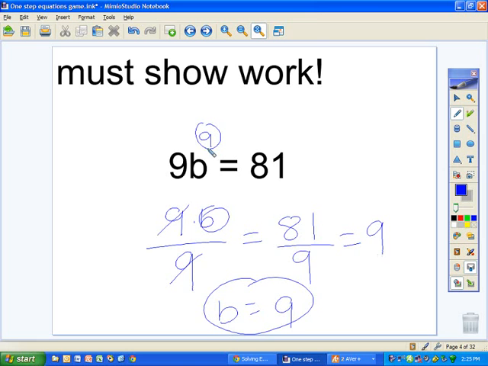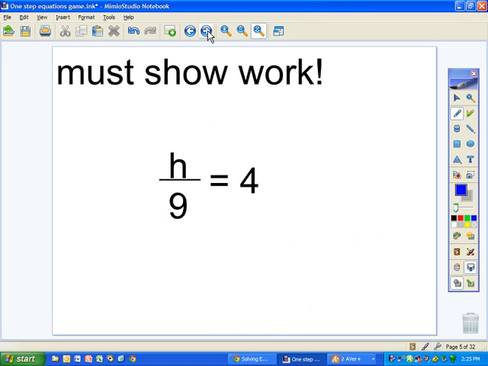Now, if you go on and you look at division problems, they're set up a little bit differently. It kind of looks like a fraction, h over 9 equals 4. Well, it is a fraction. And now you know that this fraction line, or this fraction bar right here, means divide. It means h divided by 9 equals 4. Well, once again, if it's telling us to divide by 9, we really don't want to do that. We want to multiply by 9 because it's the inverse operation.